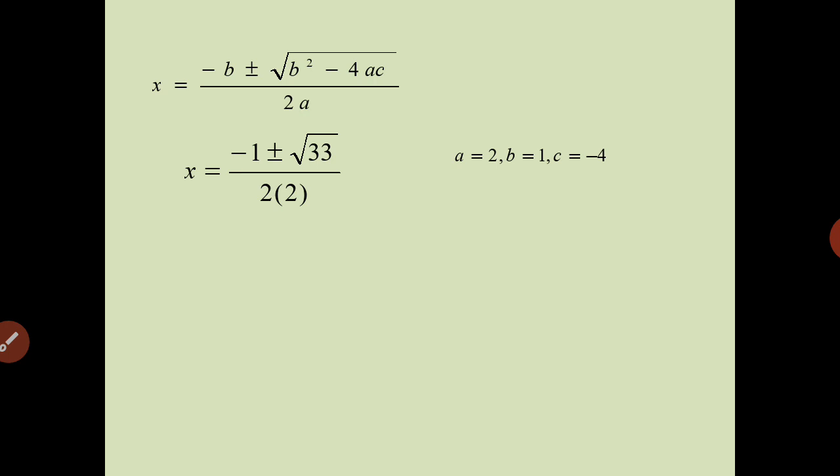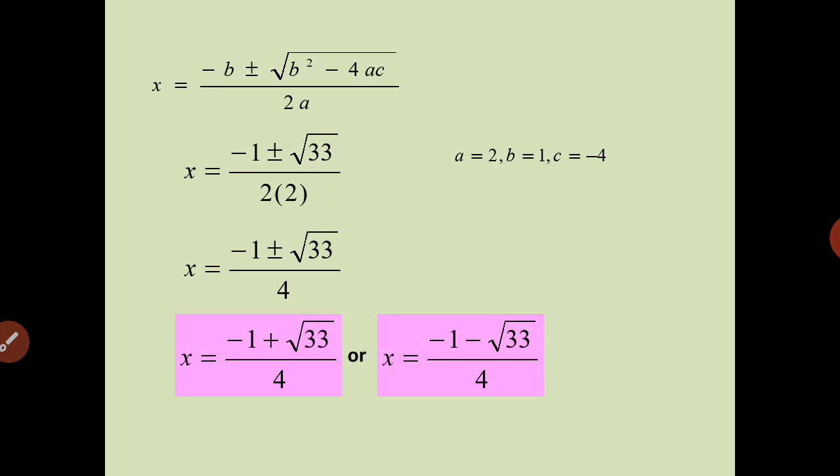Children, you cannot find the value of root 33, and there is no need to find it in decimals. If you get it directly, you will write it. Otherwise, you leave it as root 33. Once we write the root with a plus sign in between, then we write it with a minus sign in between. So the value of x is minus 1 plus root 33 upon 4 or minus 1 minus root 33 upon 4. It cannot be solved further, so this itself is your final answer.